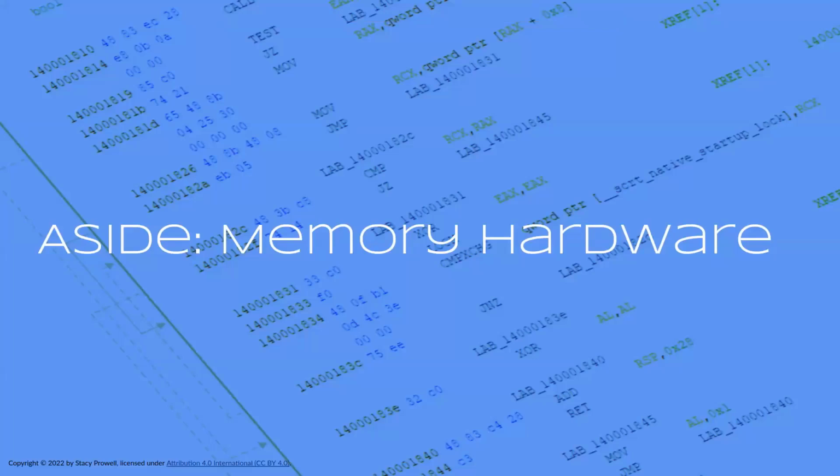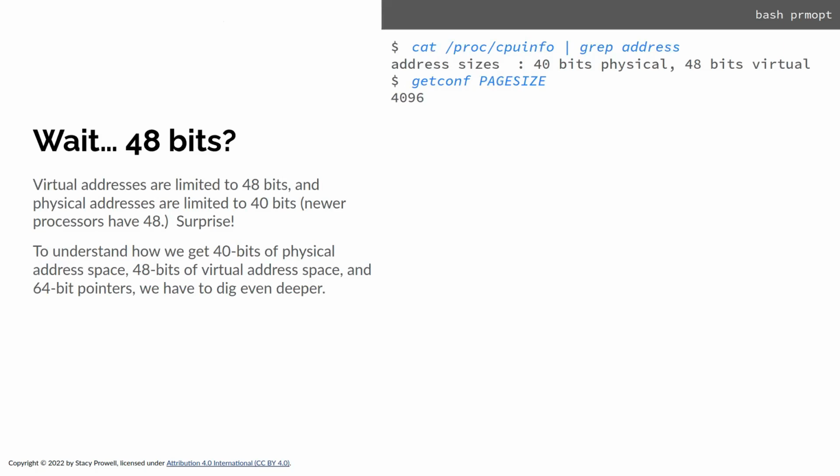So let's take a little aside and talk about memory hardware. Earlier I mentioned 48 bits. And yes, addresses on the x86 64-bit processor are limited to 48 bits. You don't get to use the full 64 bits for your addresses. You are limited to the lower 48 bits. And on a lot of processors, physical addresses are limited to 40 bits. So 40 bits for physical address space, 48 bits for virtual address space. Virtual address space can be huge. Physical address space can be whatever it is.